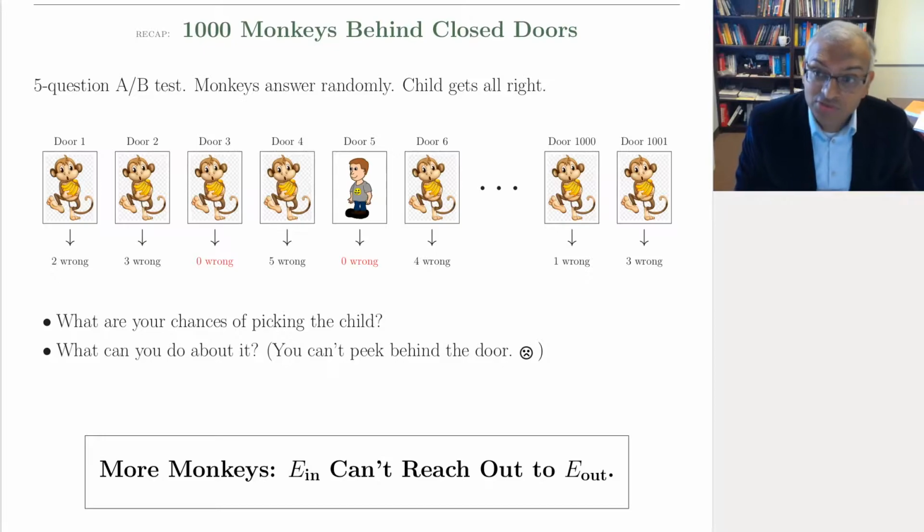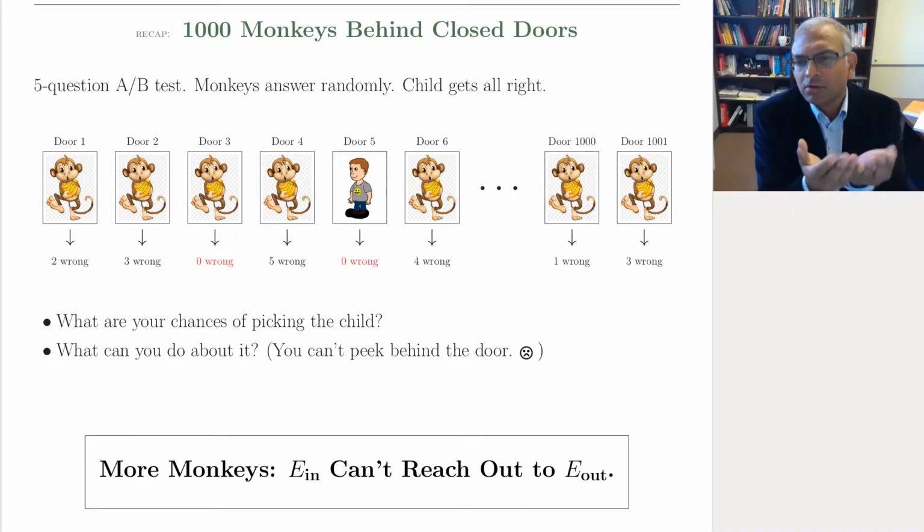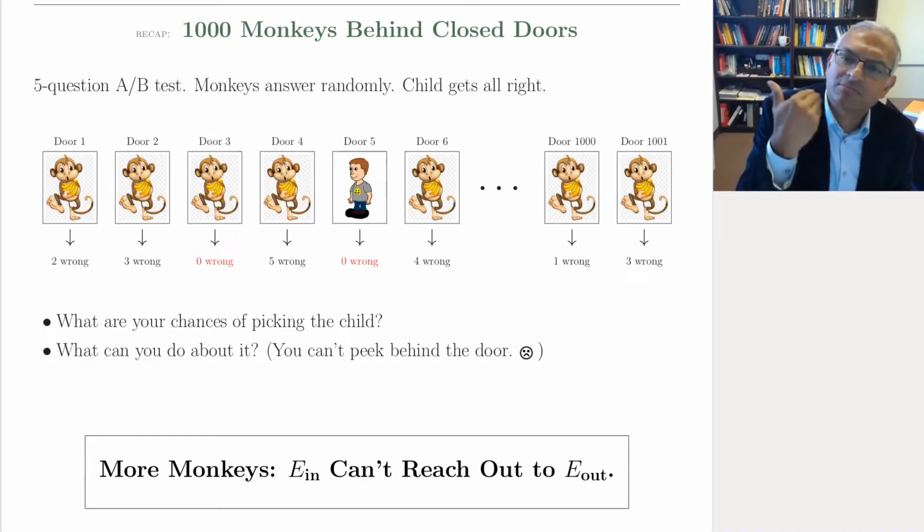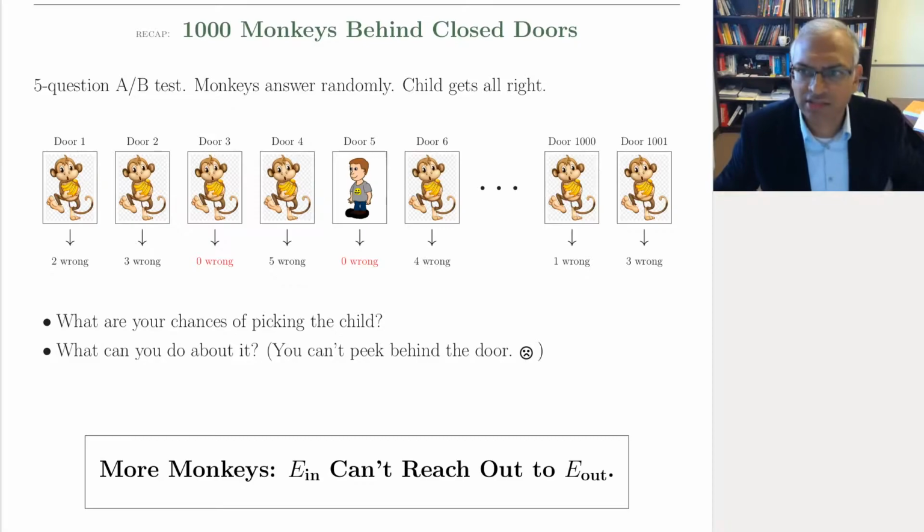So the question you should ask yourself is, based on the number of questions that were gotten wrong by each door, what are your chances of picking the child? That corresponds to the learning scenario. We're going to look at the in-sample error, and we're going to pick whatever looks best according to the in-sample error. What are our chances that we did get the true, genius hypothesis that approximates f? What are your chances to get the child in this question?